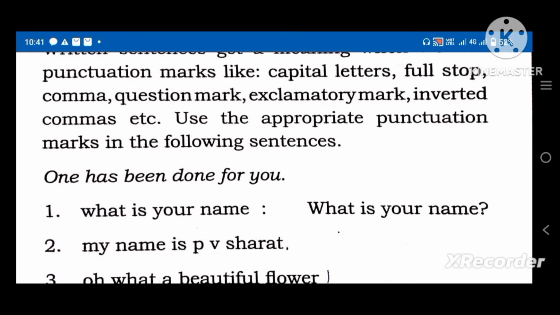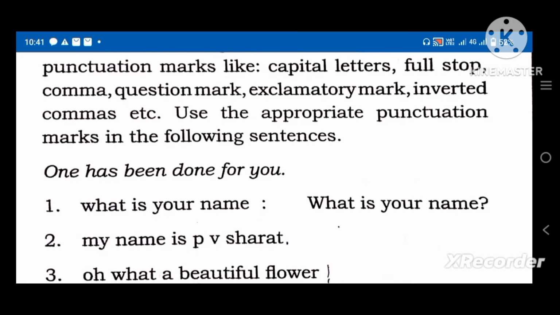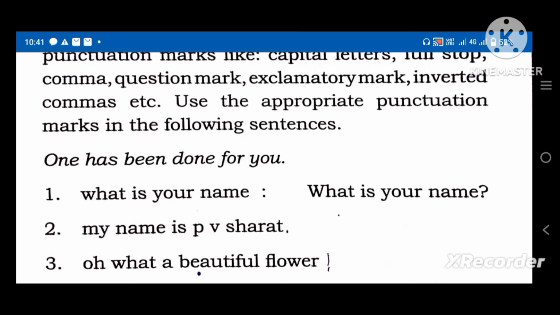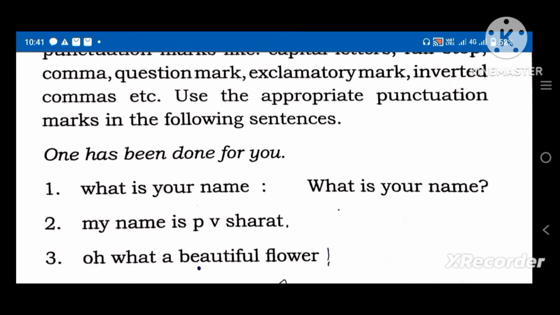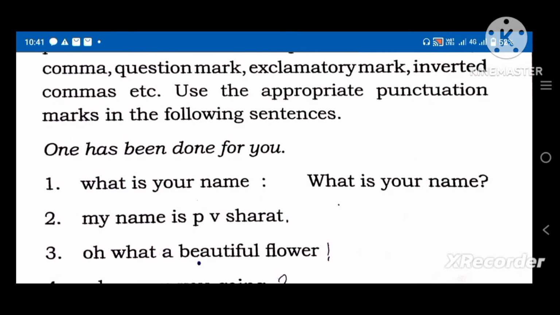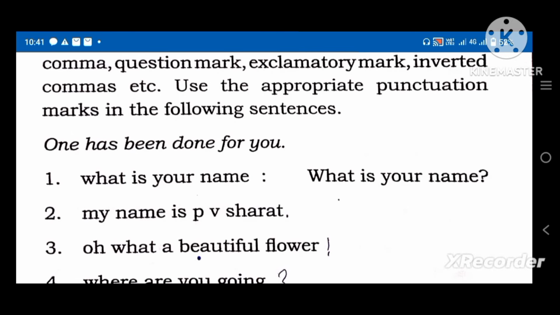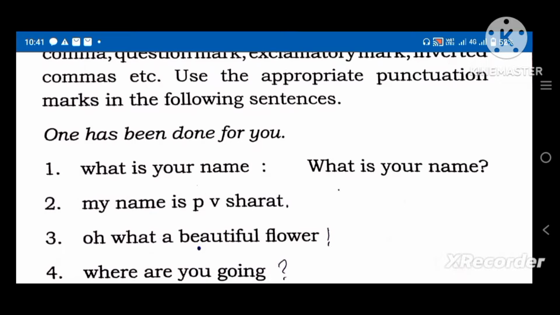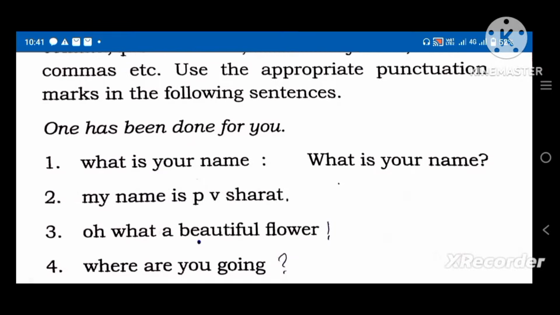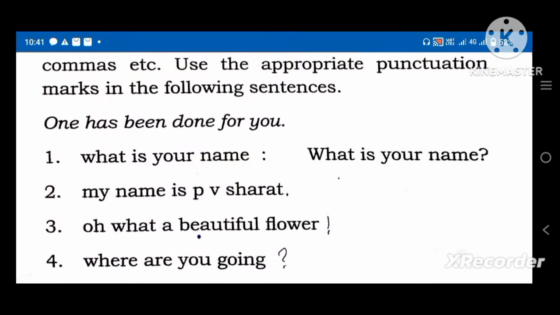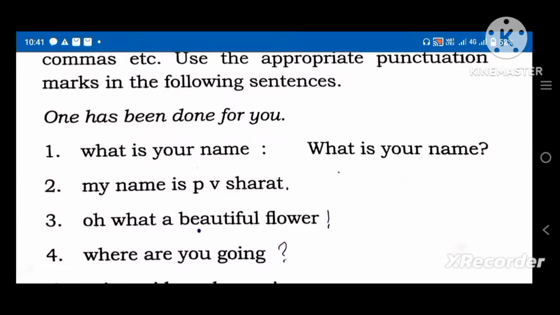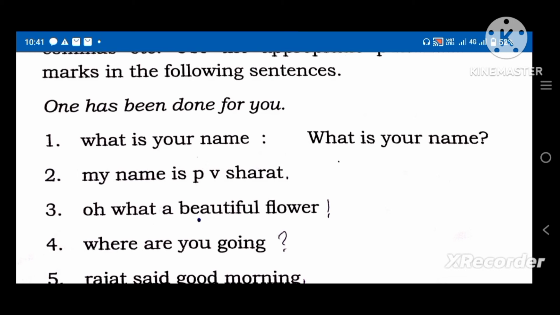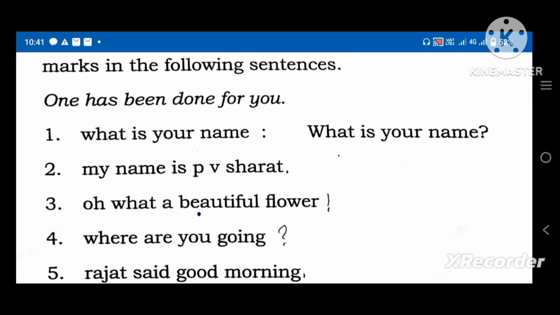Second one, my name is PV Sharat. Put full stop. Third one, oh, what a beautiful flower. Put exclamatory mark. Fourth one, where are you going? Fifth one, Rajat said, good morning.